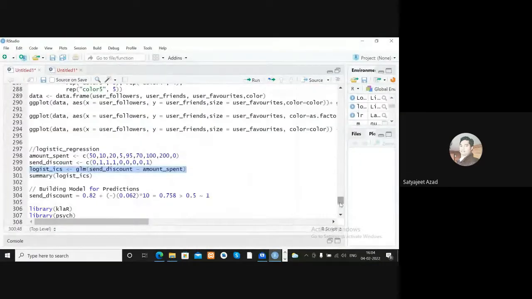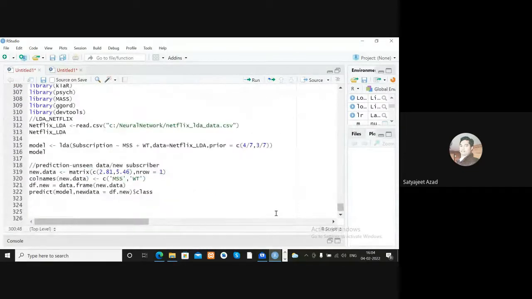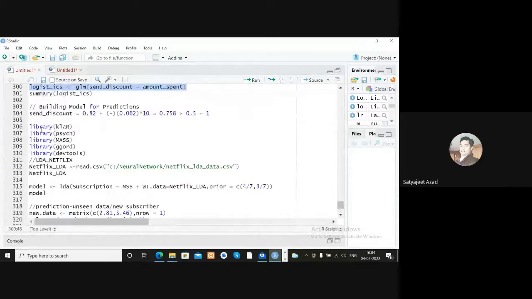So for this Netflix case, there are some libraries. I think all libraries are not required, but you have to run these libraries. You have to install them.